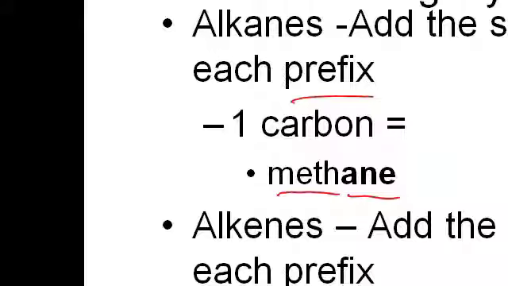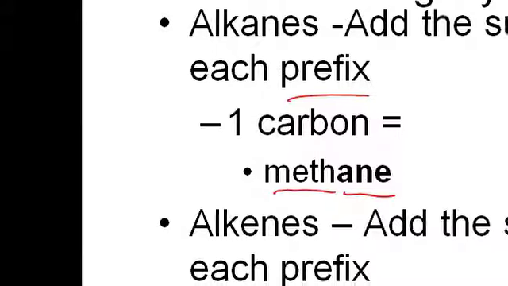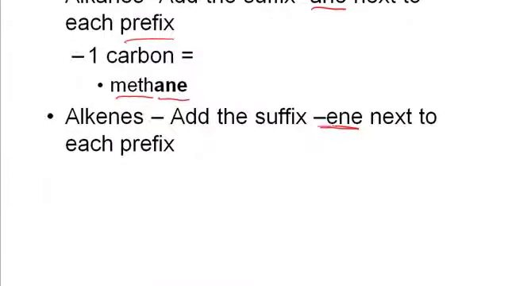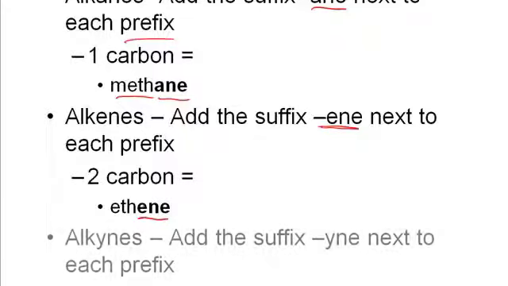Alkenes, same thing. You use the prefix to denote the number of carbons, and then you add the ending ene next to each prefix. For example, if you have a 2 carbon ethene, and again, you have to recognize it based on the pattern, eth is the prefix. Ene tells us it's an alkene, therefore we know it has a double bond. So that's how you name that. Last one, alkynes. Again, you add yne next to each prefix, and a 2-carbon alkyne would be named ethyne.